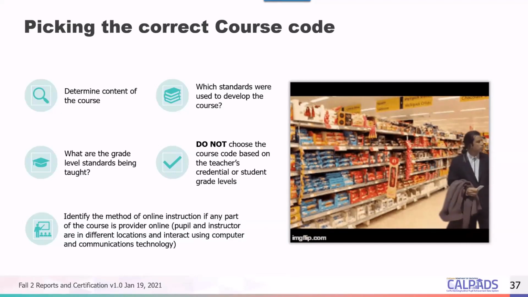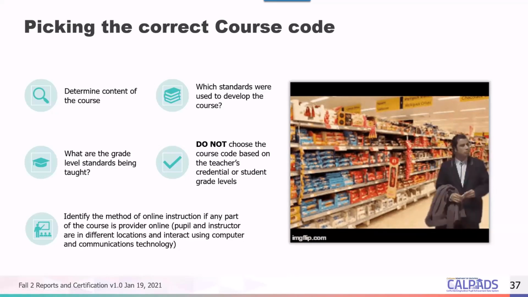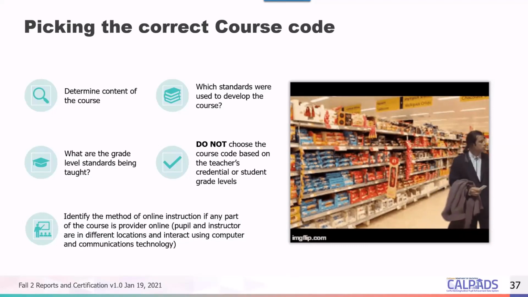And then you want to consider what standards were used to develop the course. So you're going to have grade level standards and then departmentalized standards. And the departmentalized standards are, is it current standards, previous standards, are there no standards? No standards is not a negative. There are some courses that do not have state defined standards. If they have no state defined standards, they have no grade level standards.